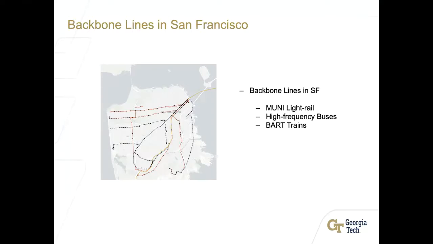Using San Francisco as an example, we have three different sources. First, there is the Muni Light Rail, represented by the blue lines. We have multiple high-frequency buses, represented by the red lines. And the yellow line represents the BART system in San Francisco. All of these backbone lanes provide high-frequency and high-quality services to the riders. And the shuttles are usually treated as feeders to the backbone lanes.